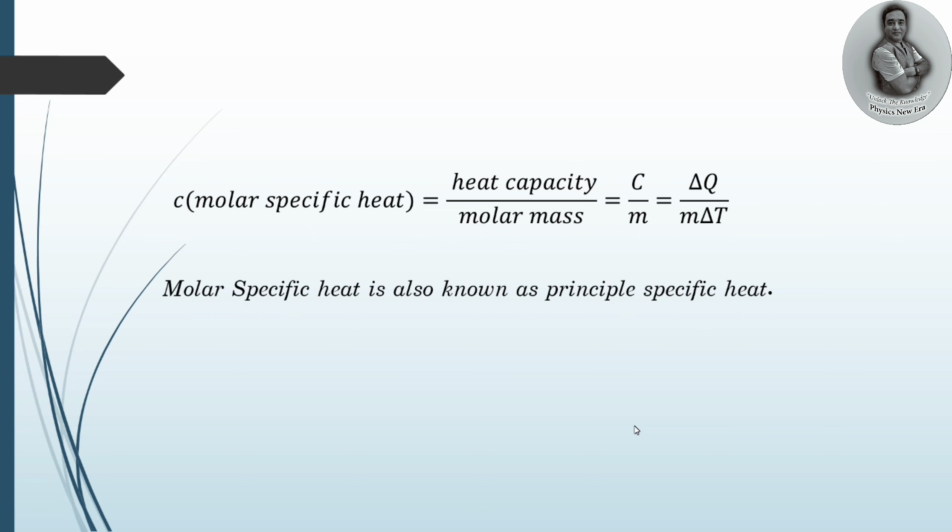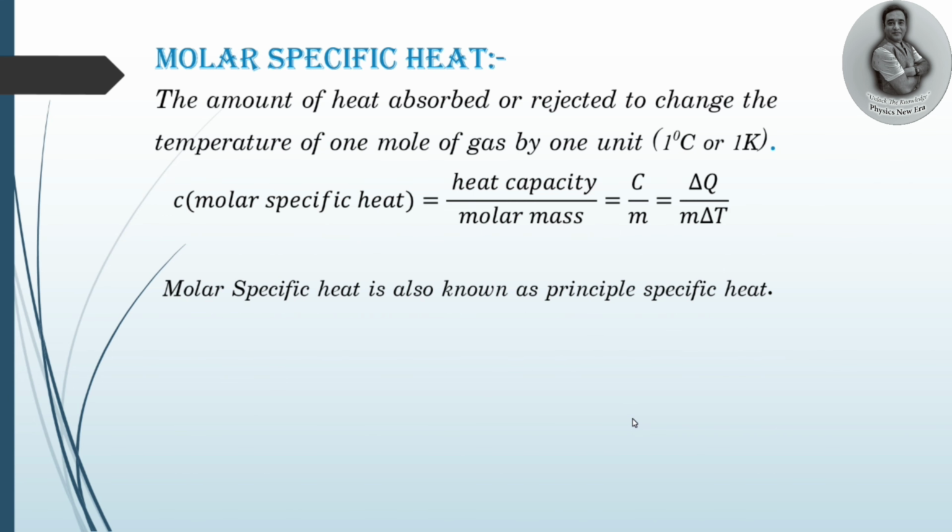Accordingly, I am going to give you the molar specific heat, which is most important. Molar, the name itself, indicates it is applicable for 1 mole of a gas. Obviously mole is related to gas, that's why 1 mole, it is clearly applicable for gases. So the amount of heat absorbed or rejected to change the temperature of 1 mole of a gas by 1 unit, 1 unit meaning 1 degree Celsius or 1 Kelvin, is known as the molar specific heat.